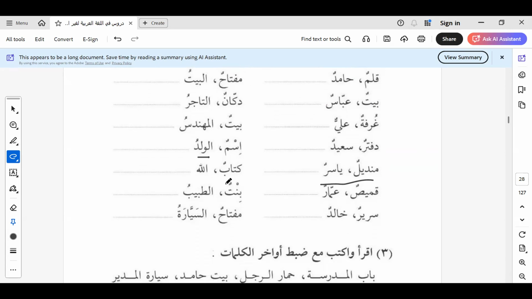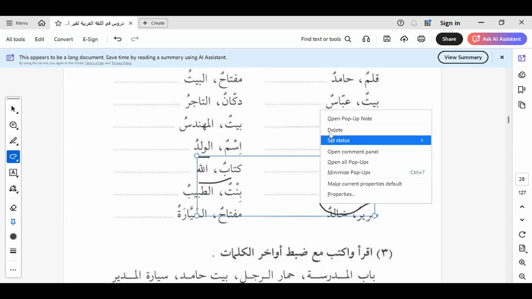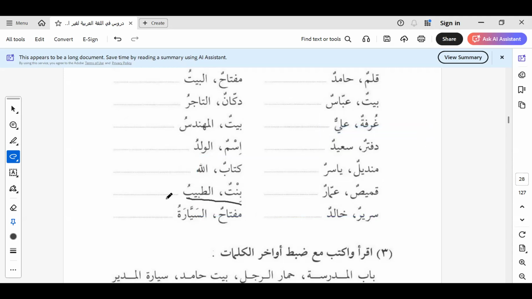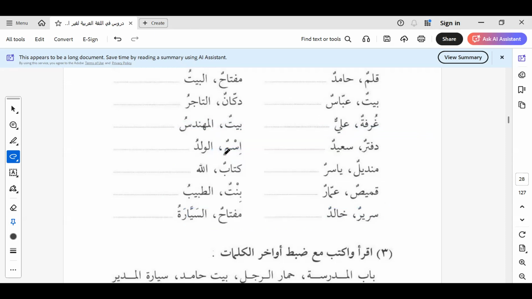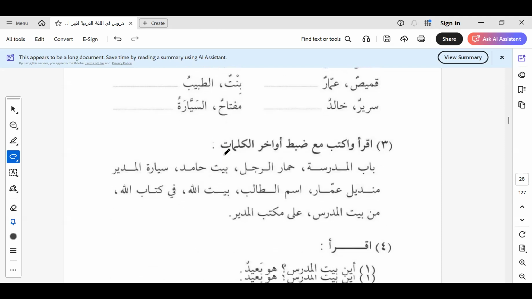Next one. منديل ياسر. كتاب الله. قميص عمار. بيت الطبيب. سرير خالد. مفتاح سيارتي. مفتاح, let's think of that. شدة is here. مفتاح السيارة. Can we try that again, please? مفتاح السيارة. Barakallah fik. So that's what we have there.